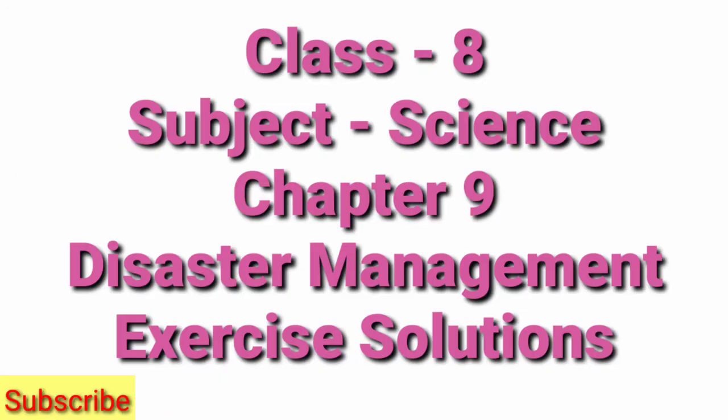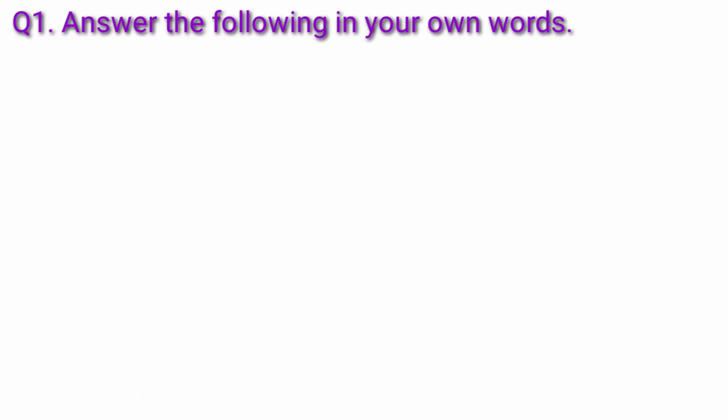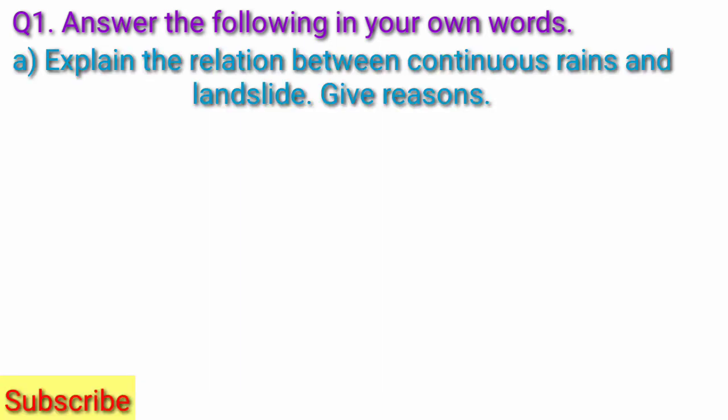Today we will see Class 8 Subject Science Chapter 9 Disaster Management Exercise Solutions. So question 1, answer the following in your own words. A. Explain the relation between continuous rains and landslide.